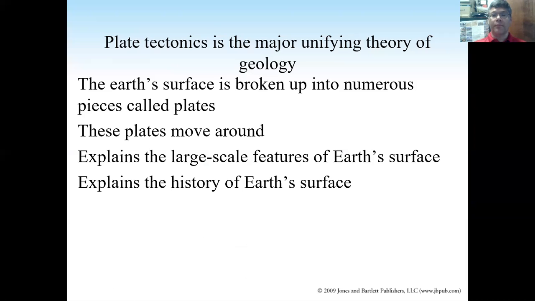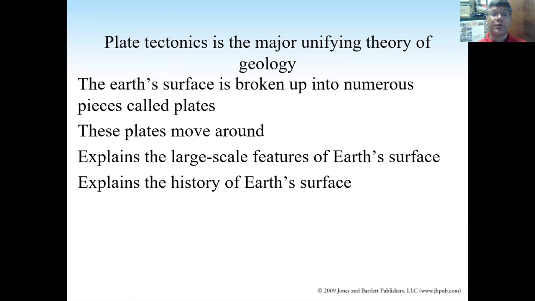Our best model on how this works is the theory of plate tectonics. It's the prime unifying theory for the geology of the Earth, although we don't see evidence that plate tectonics has operated in the same way for other planets in our solar system.